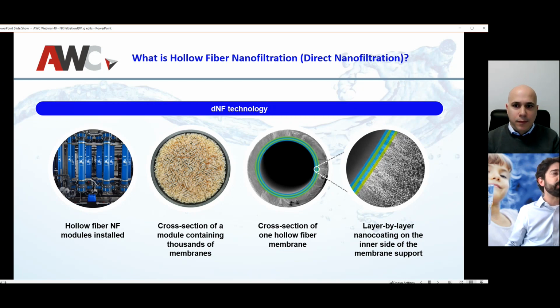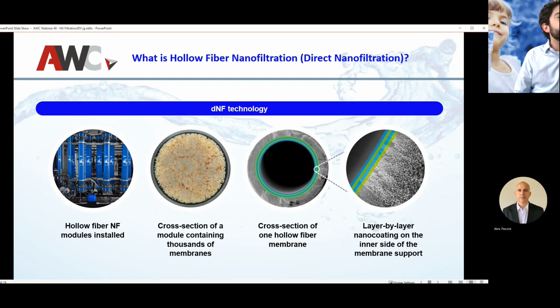This slide right here will show you what our modules and membranes kind of look like. I'm not going to spend too much time on it, but you're going to see that they look very, very similar to UF or MF hollow fiber membranes and modules. You can see on the left, that's the module in a system. The cross section then of a module with thousands of membranes, thousands of the hollow fibers, again, very similar to a UF. Then you're going to see a cross section of a fiber itself. You're going to see the PES substructure and the nano layers that are of opposite charge, very robust nano layers. That is the core of our technology.